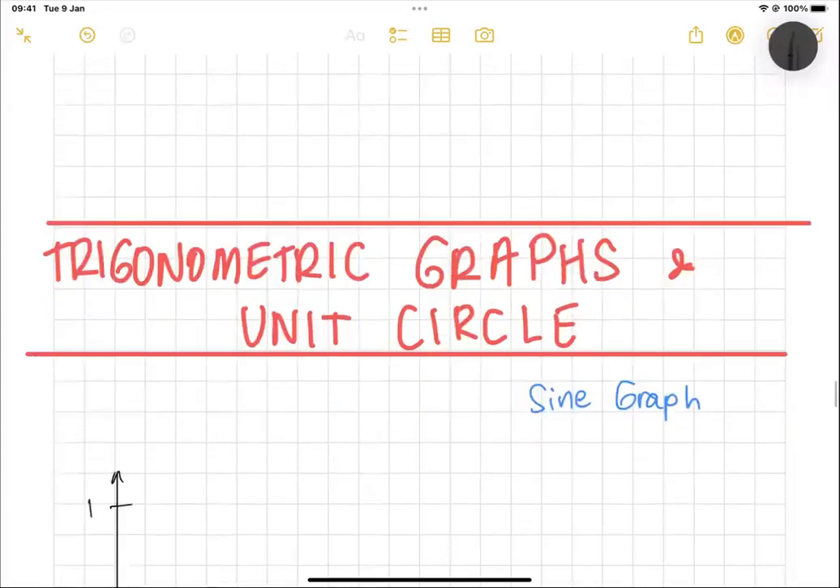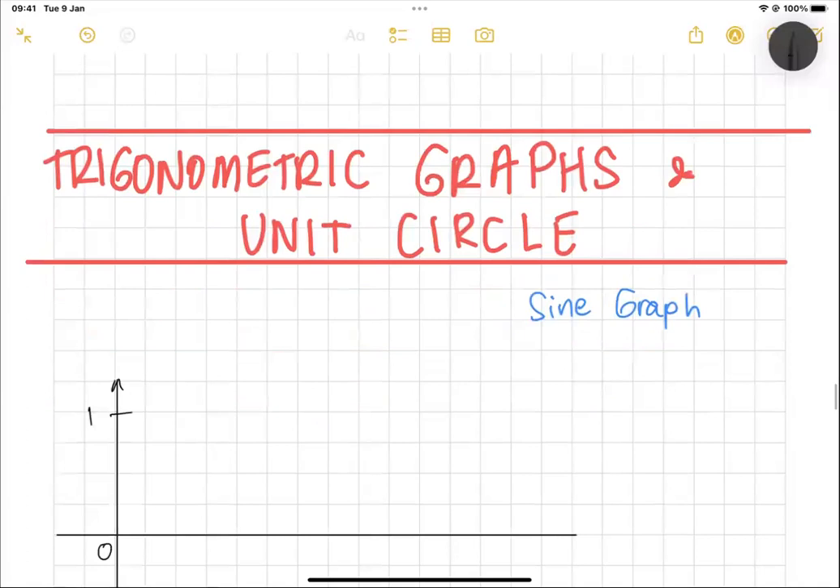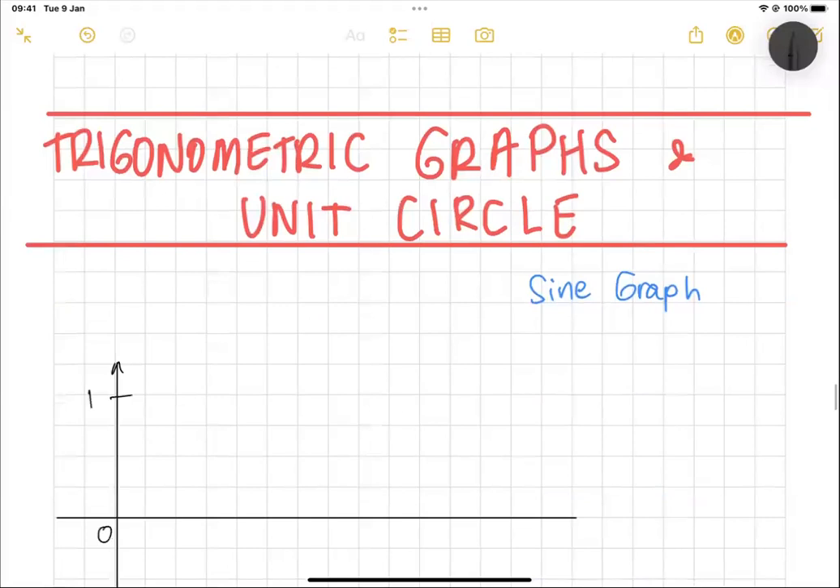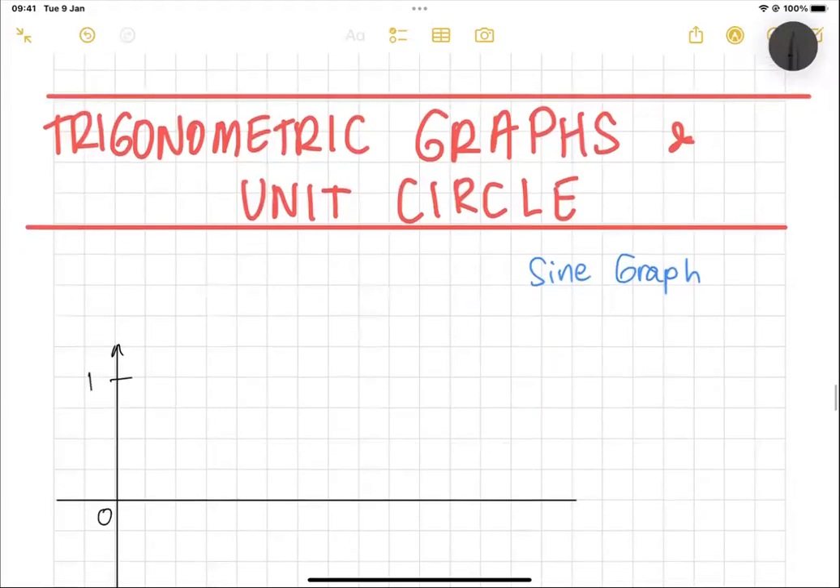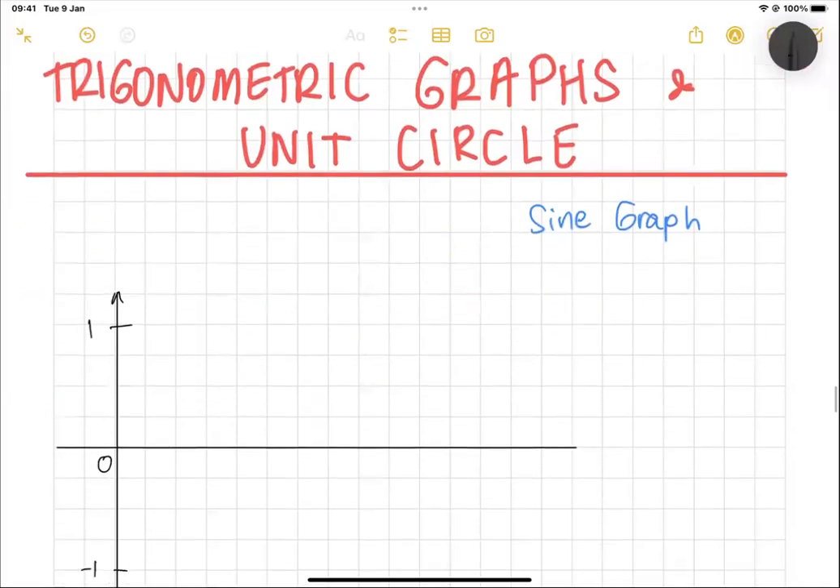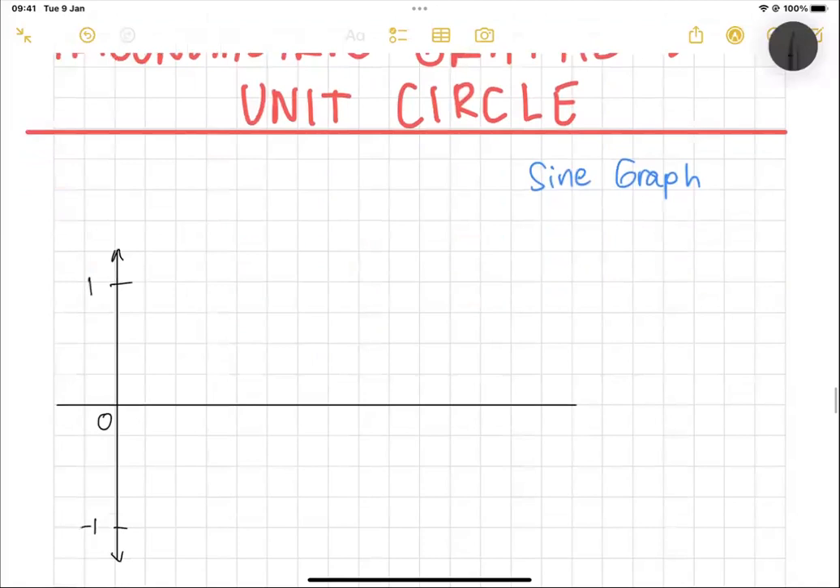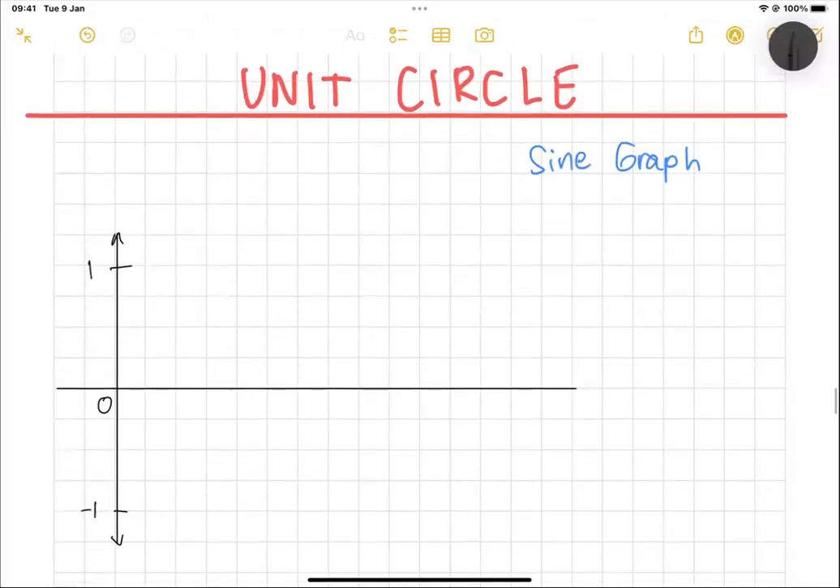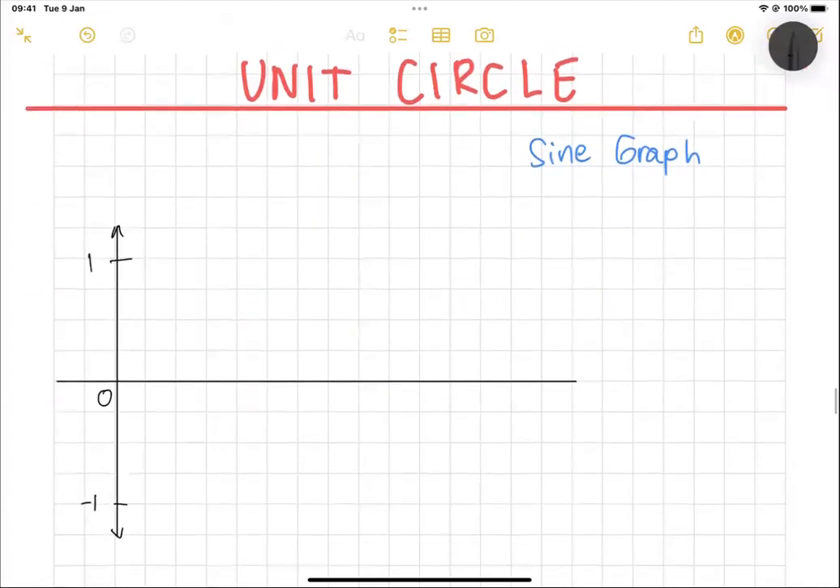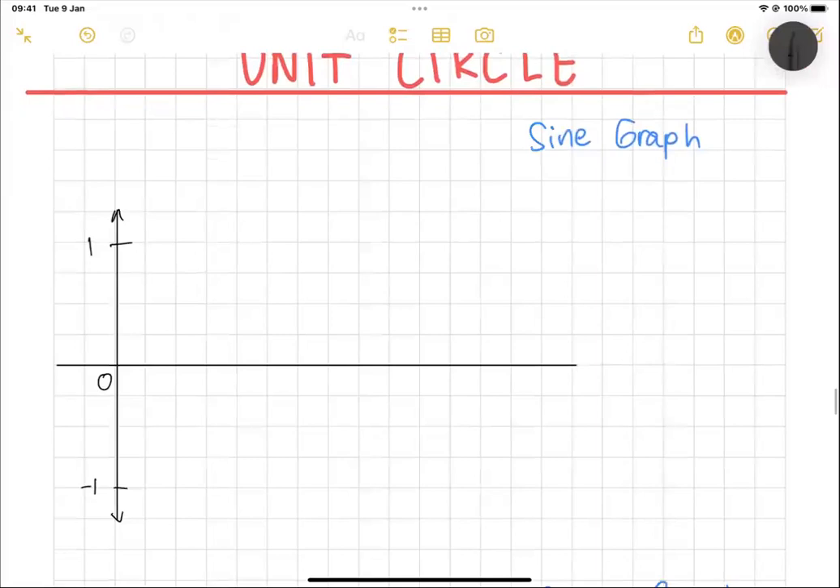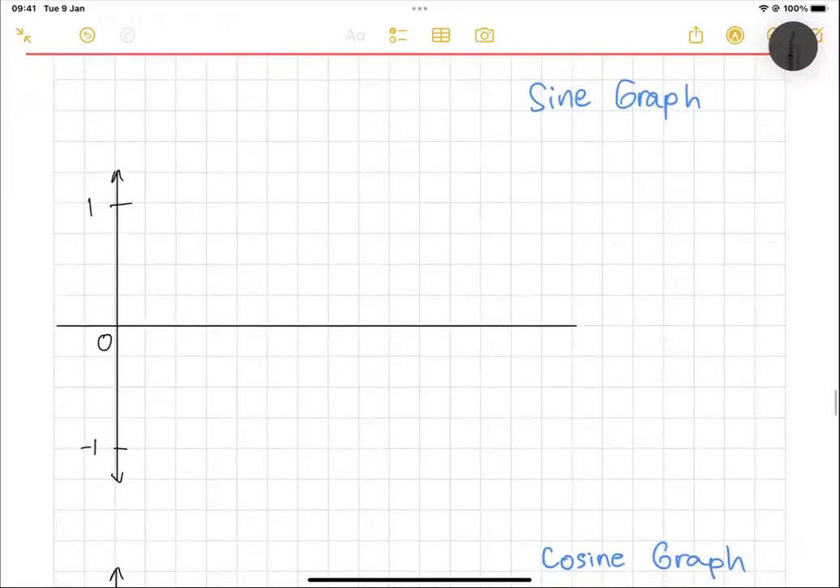So, the sine graph. Let's just start off. It will look something like this. It will peak at 1 and -1. It stops at 1 and -1. This is the standard graph and what it looks like. It can always vary. My sine graph kind of looks like a wave.